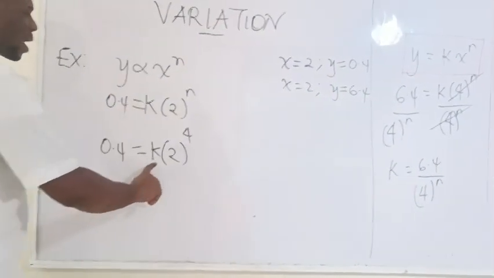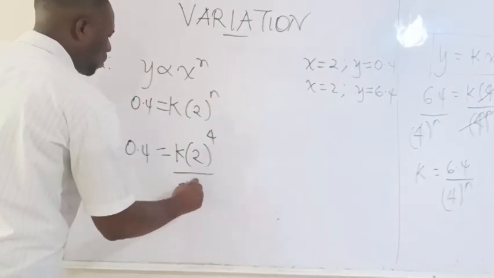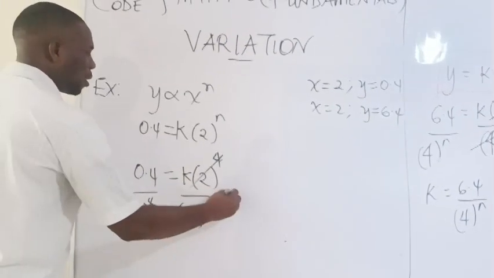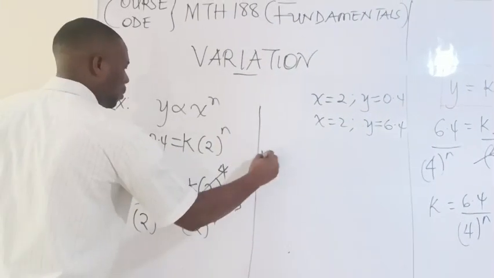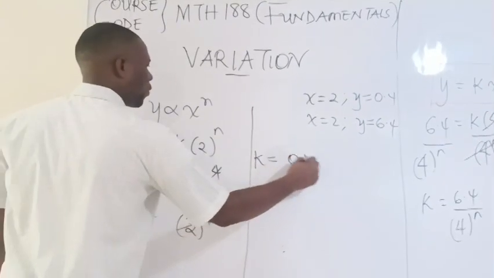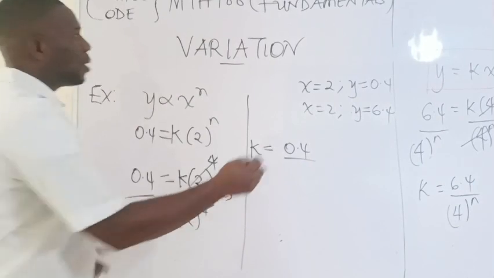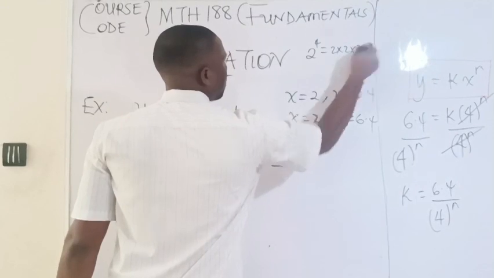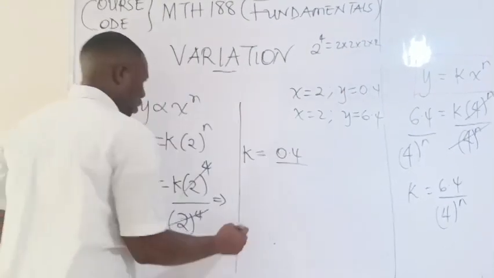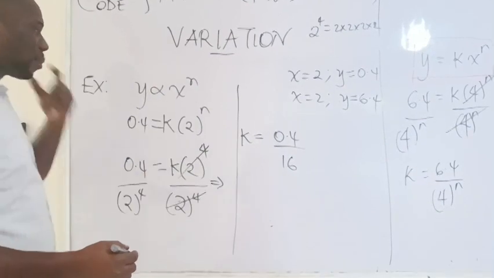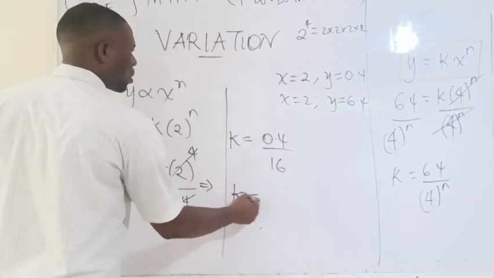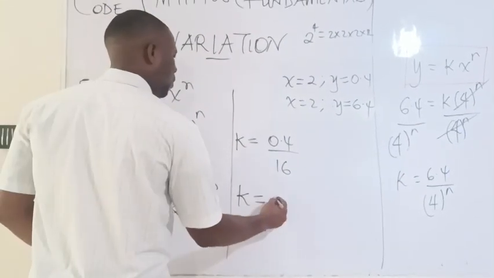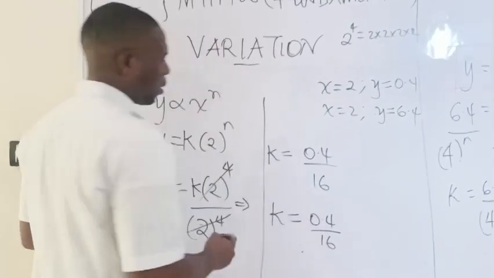So it turns out that I could find k now when I divide both sides by 2 raised to power 4. I'm left with k. So k boils down to be 0.4 over 2 raised to power 4, which simply means 2 multiplying itself in 4 places. 2 times 2 is 4, 4 times 2 is 8, 8 times 2 is 16. So this gives us a 16. So k becomes 0.4 over 16.